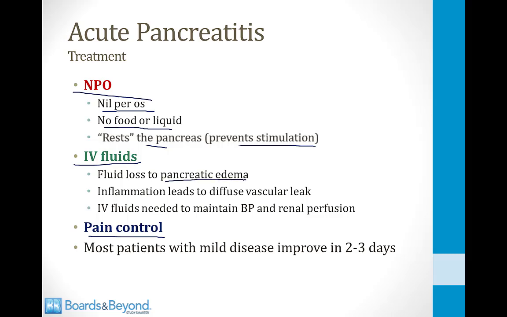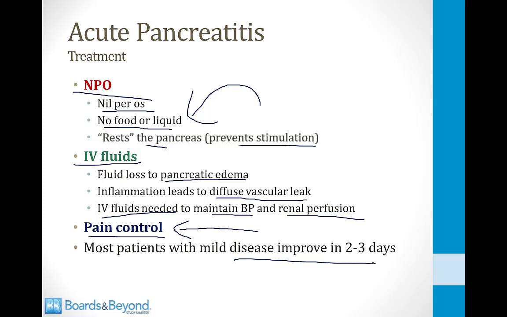In addition, the inflammation leads to diffuse vascular leak, so you have to administer IV fluids in order to maintain the blood pressure and the renal perfusion, especially in the setting of NPO, which means the patient won't be consuming any liquids. Pain control is important. As I said before, epigastric pain is a major feature of acute pancreatitis. And if you do these three things, most of the patients you admit to the hospital with acute pancreatitis will get better in about 2 to 3 days.